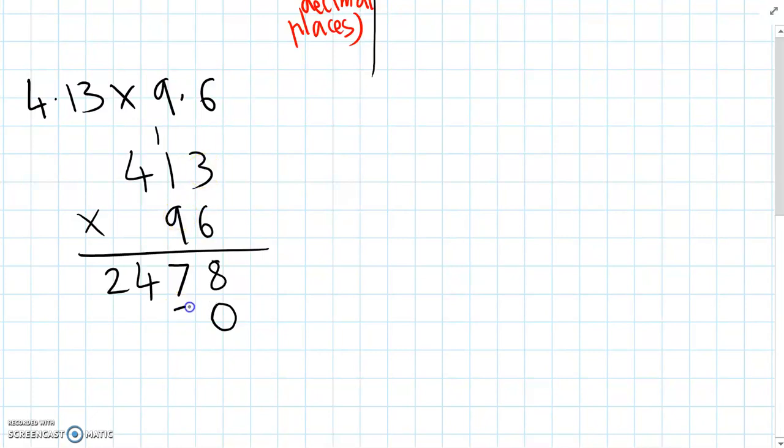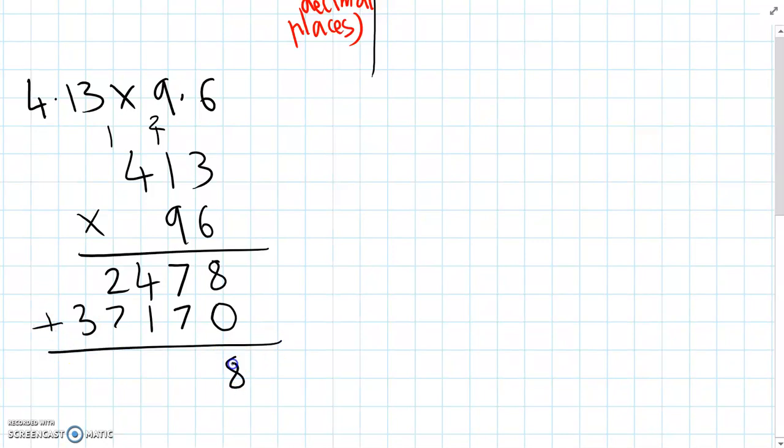3 9s are 27, carry the 2. 1 9 is 9, plus 2 is 11, carry the 1. 4 9s are 36, plus 1 is 37. And then we add our two answers like always. 8, 7 and 7 is 14. 1 1 and 4 is 6. 2 and 7 is 9. And 3.